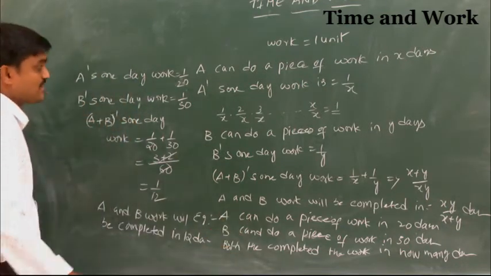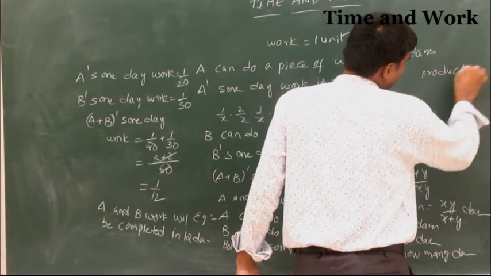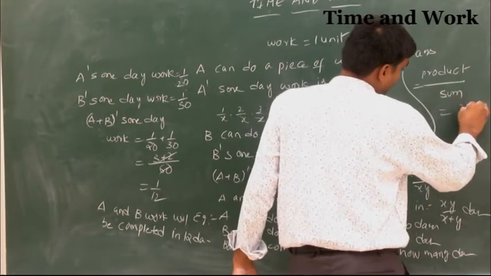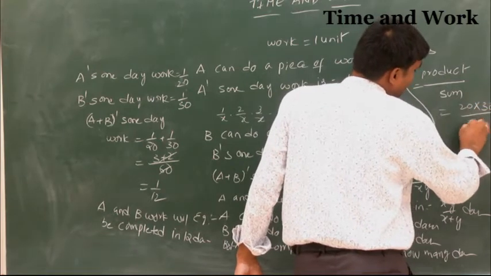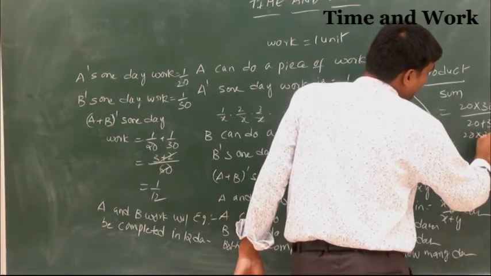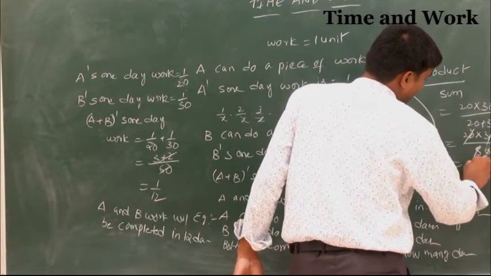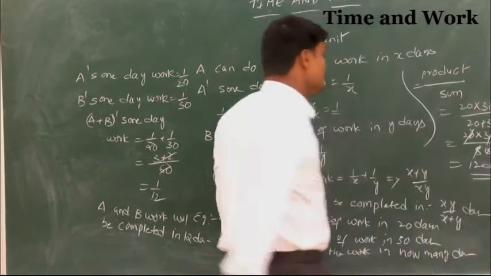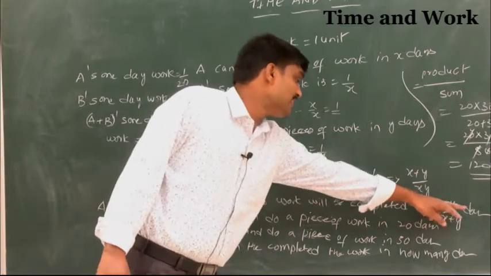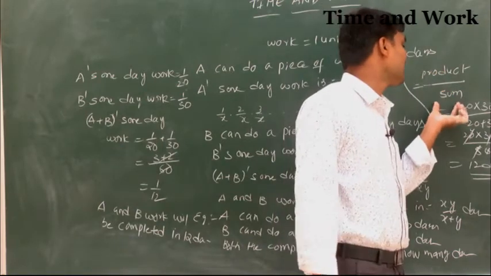This is the procedure. If you want a shortcut, that is product by sum. So product is 20 into 30, sum is 20 plus 30. So 20 into 30 by 50, 0 and 0, 5 4s are 4 into 3, 12 days. So here A and B work will complete in XY by X plus Y days. That means product by sum. Only when two people are working is this shortcut applicable.